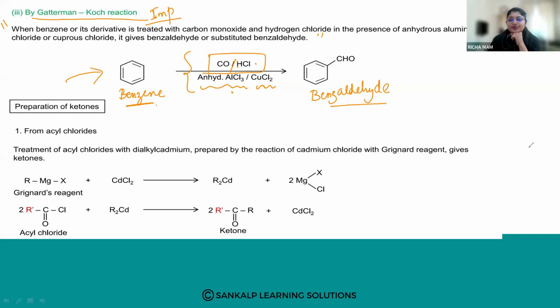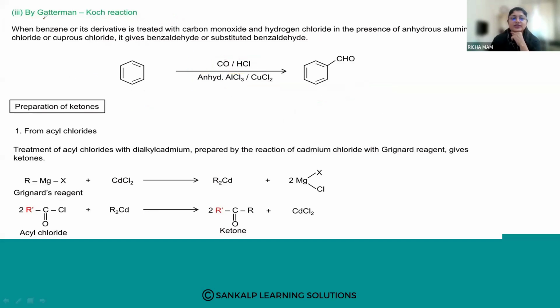So is it clear? This is another name reaction called Gattermann-Koch reaction. So with carbon monoxide and HCl, we are going to introduce an aldehydic group on the benzene.